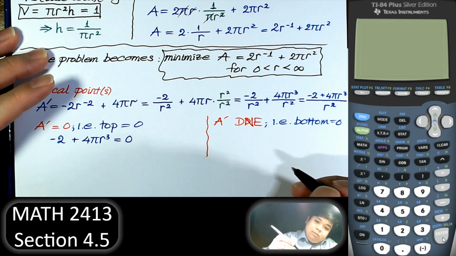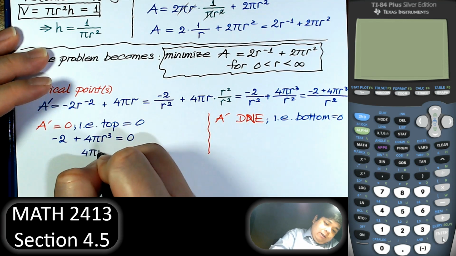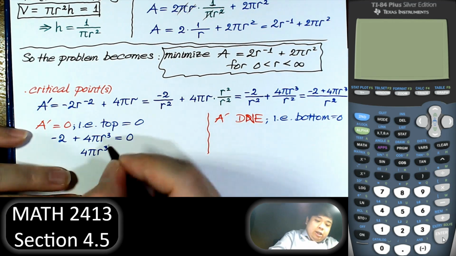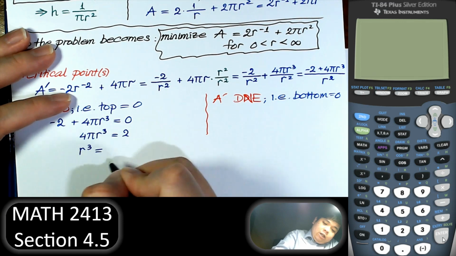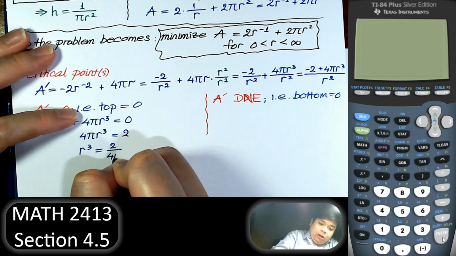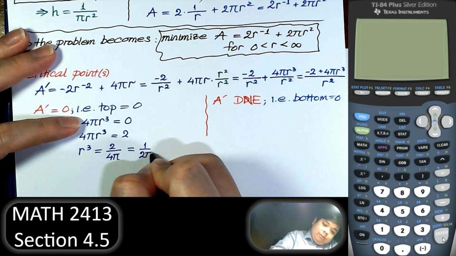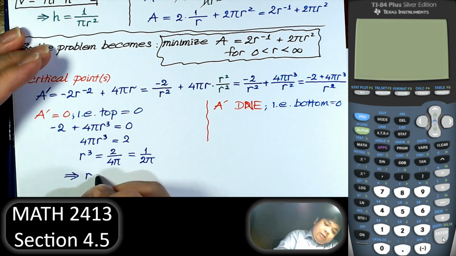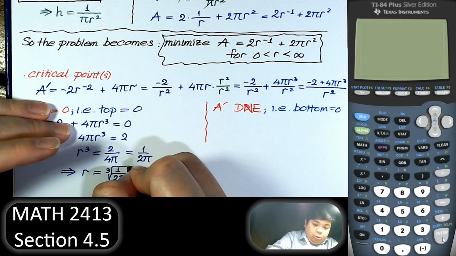Now, just solve for that. Move the 2 over, 4 pi r cubed equals 2. Divide by 2 on both sides. So r cubed is equal to 2 over 4 pi. Cancel out the 2 and the 4, we have 1 over 2 pi. And then of course that's r cubed, so to get back to r, we have r is equal to the cube root of 1 over 2 pi.